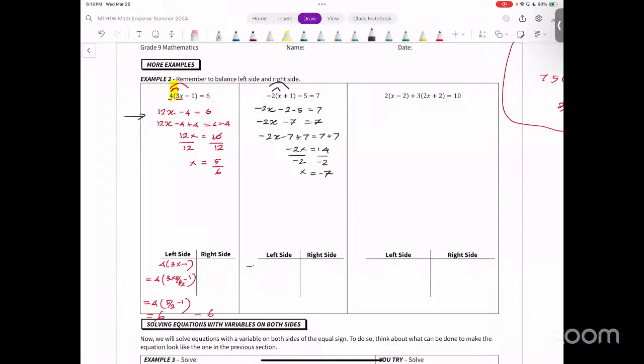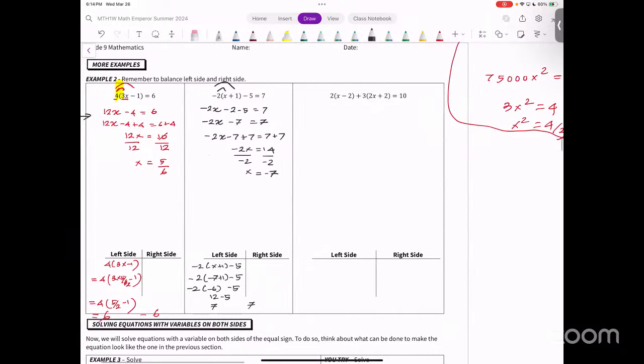On the left-hand side, I got this expression. I got an x, negative 7. Minus 2 times minus 7 plus 1 is negative 6. Minus 5. That is positive 12 minus 5, which is going to be 7, which is on my right-hand side. Makes sense? I will do the next one because the next one is a little complicated.